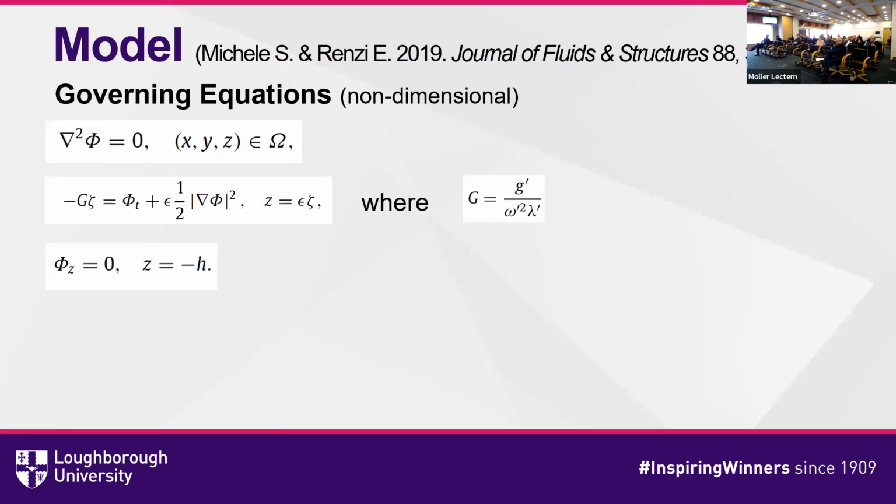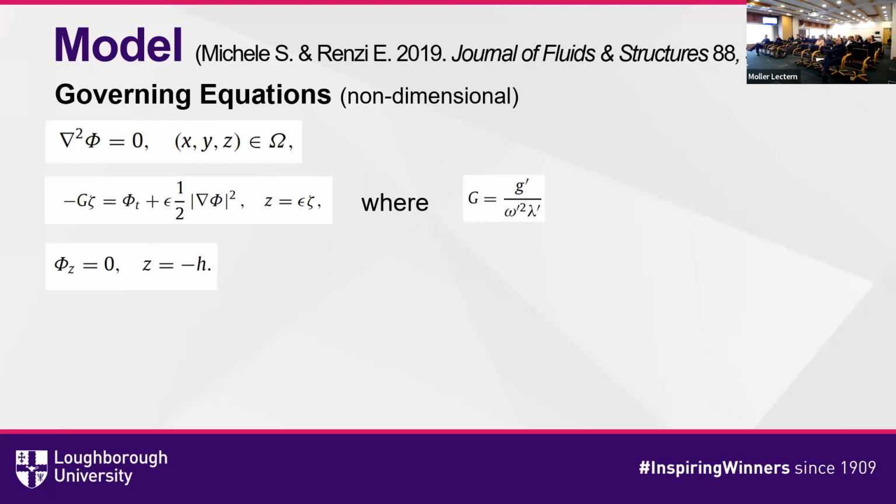So these are the governing equations. Again, we have the Laplacian of phi equals 0. We are already now in non-dimensional variables, so the prime disappeared because we've non-dimensionalized everything. This is the dynamic condition, the kinematic dynamic condition on the free surface. So zeta is the free surface, g is the non-dimensionalized gravity.